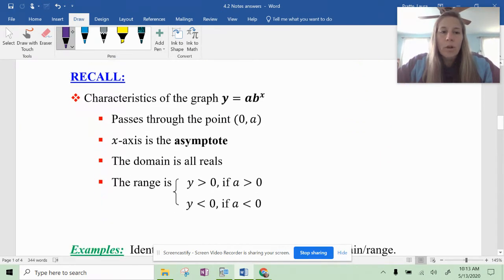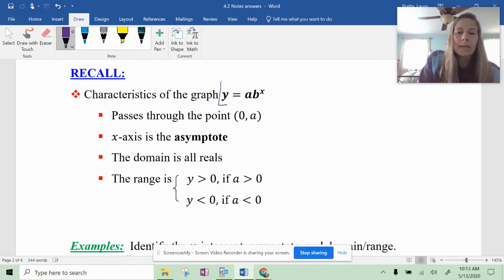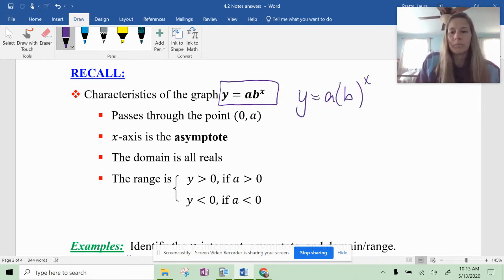Okay, so just to recall some of the things from yesterday, like I mentioned, a lot of what we're going to do today is similar or the same as what we did yesterday. So it's just a couple slight changes, but that's okay because you want to be able to recognize the difference. So again, the characteristics of the graph, y equals a times b to the x power, and I like to put that b in parentheses, just so I remember that the exponent always comes before the multiplication there with PEMDAS or order of operations.